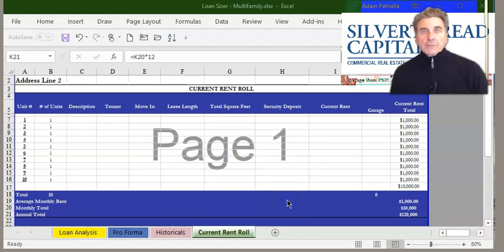Hello again. Let's do some math. And what I mean by that is we're going to size up a loan. We're going to determine the proceeds or the size of a loan based on the net operating income of a property. We've put together a spreadsheet.